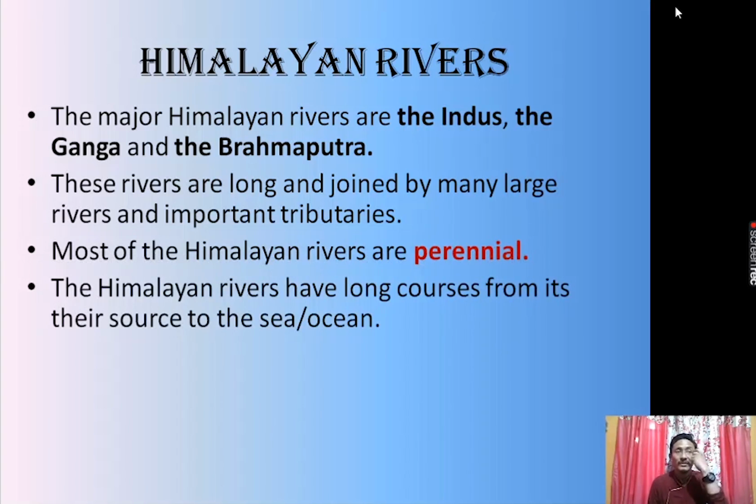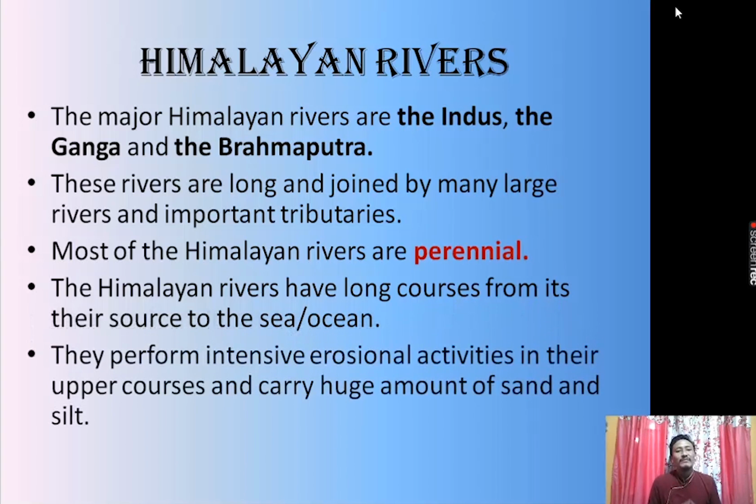Let's say if we talk about the Indus River, though the majority of the Indus River flows towards Pakistan, at the same time if we talk about the Ganga, which originates at the Gangotri glacier in Uttarakhand, it gets discharged in the Bay of Bengal. Likewise, we have the Brahmaputra also.